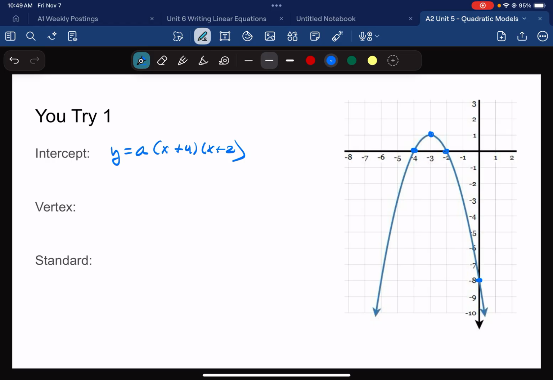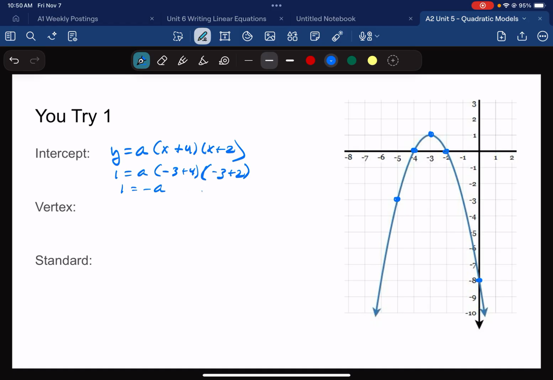And I'm going to plug in another point. So here's a good point right here. I could use the vertex point too. Let's just do that. So the vertex is (negative 3, 1). So y is 1, x is negative 3. And so that gives me positive 1 times negative 1. So that's negative 1 for a, negative 1a.